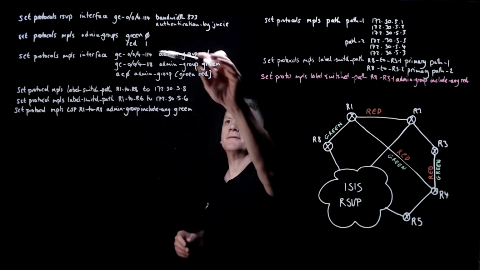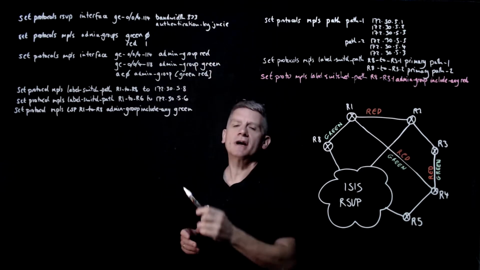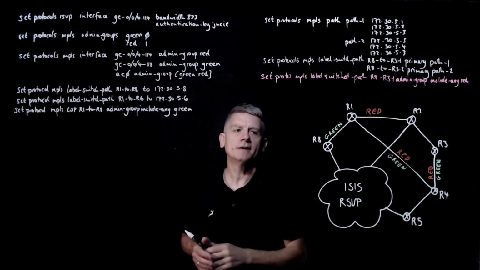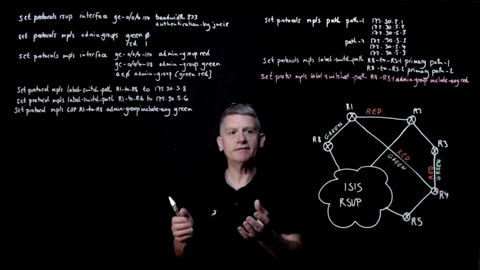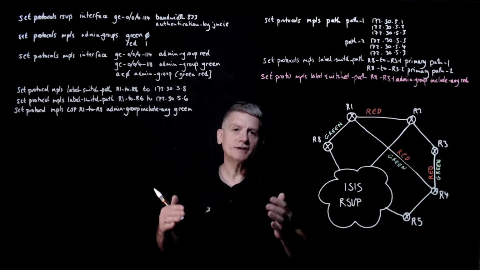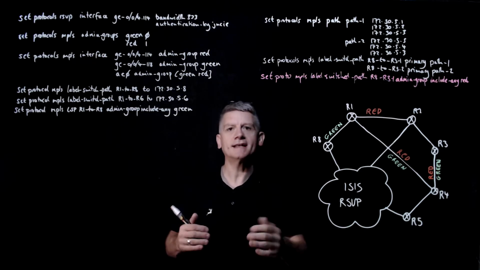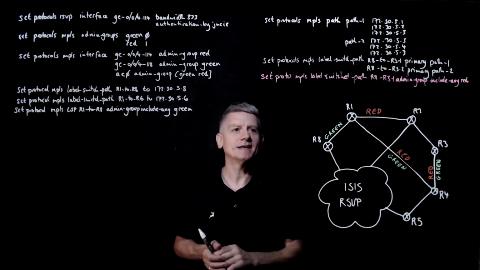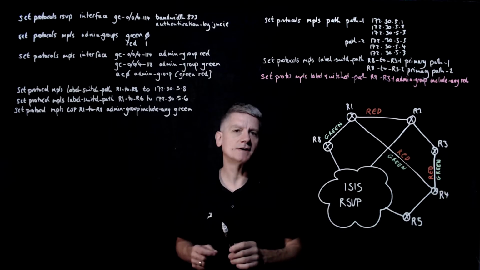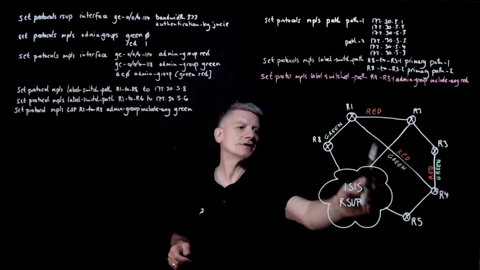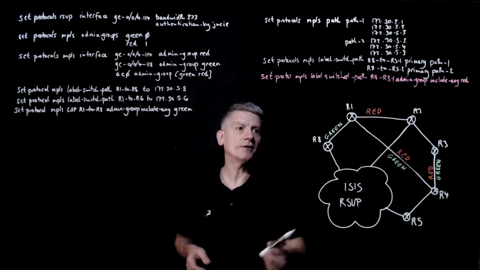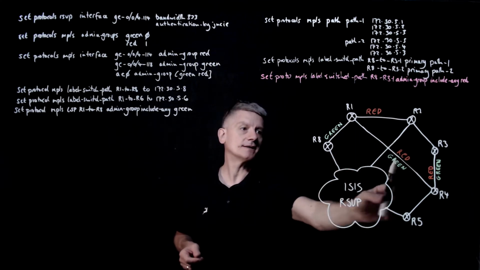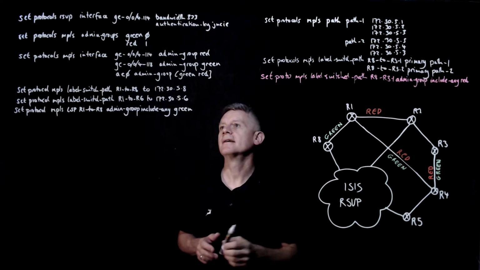So we're going to define our admin groups. Here we basically have a color label and what we call an affinity number. And it's the affinity number that is really used by the traffic engineering database to select or reject and prune various links inside the topological database for the constrained shortest path first calculation. So we could either reject or accept green, reject or accept red, or a combination of the two. Here on AE0, we can see that both red and green are applied.